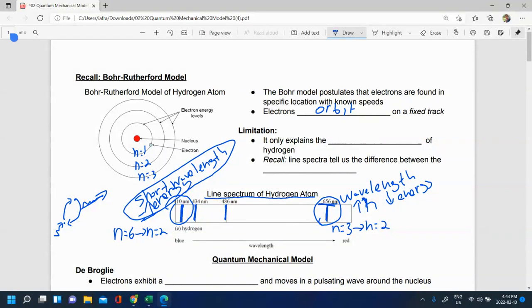So Bohr was able to explain that emission spectrum quite well, but that was also its limitation. The limitation is that it only explains the line spectrum or the emission spectrum of hydrogen, or of things that have one electron. So simple things. It couldn't explain the line spectrum for everything. So there was a bit of a problem there, and that means our model has to be modified. And just a quick reminder, the lines tell you the difference in energy between the orbitals that the electron's jumping between.